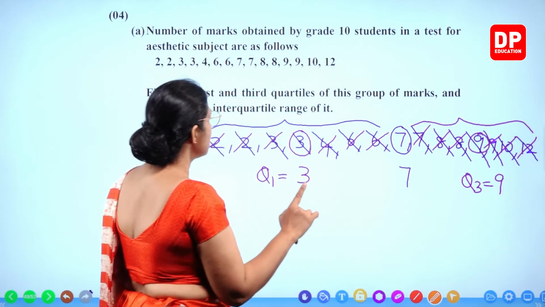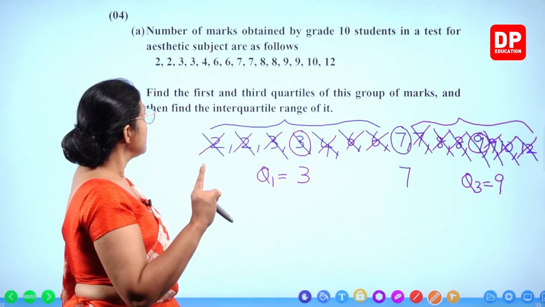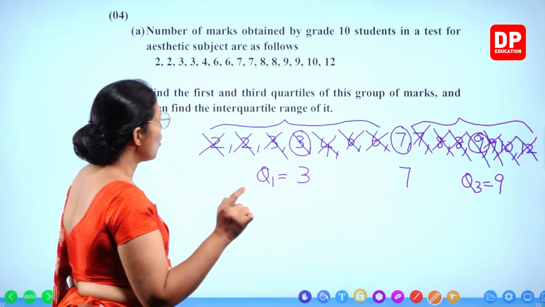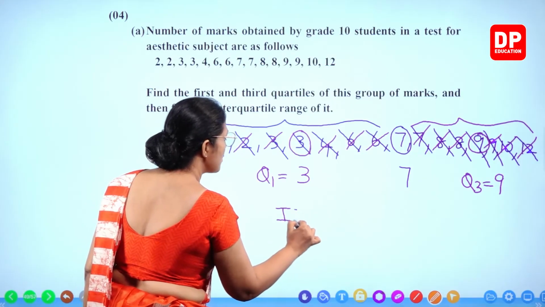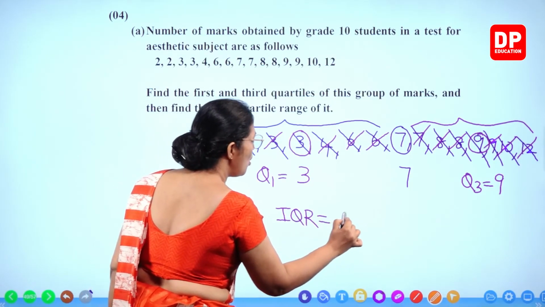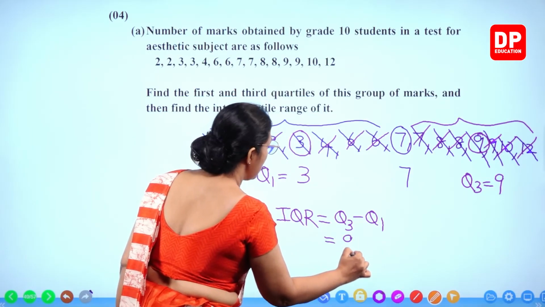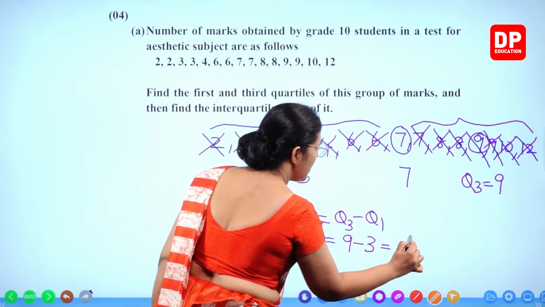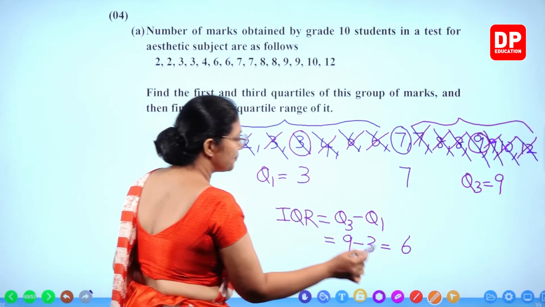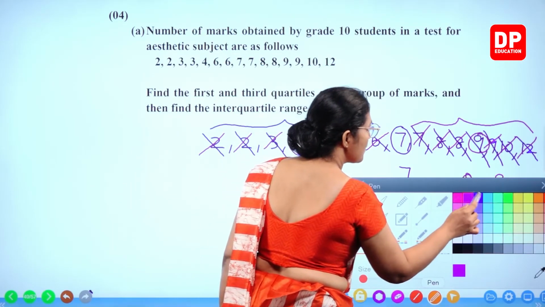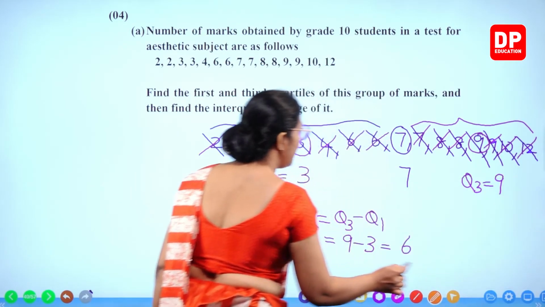After you get the first and the third quartile, take the difference to get the interquartile range. So interquartile range is equal to Q3 minus Q1. Q3 is 9, 9 minus 3, you get 6. So that's the interquartile range.